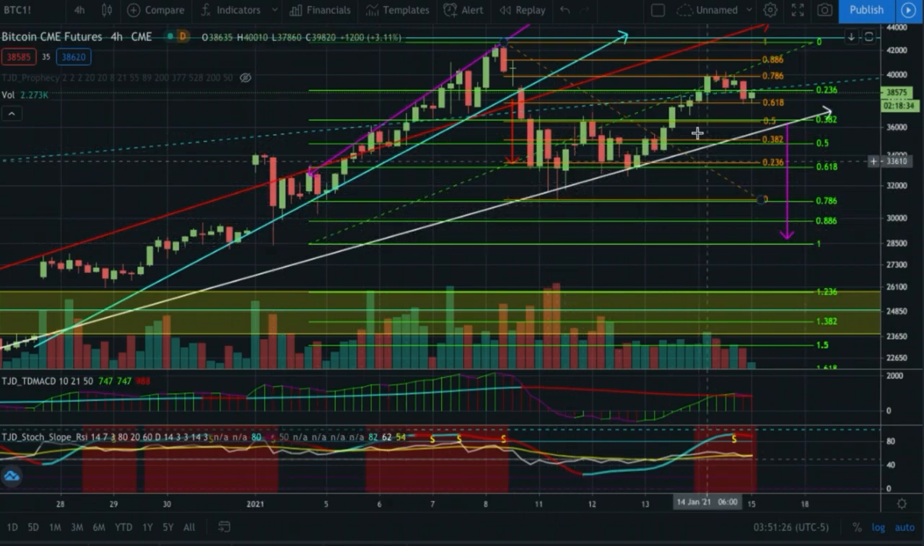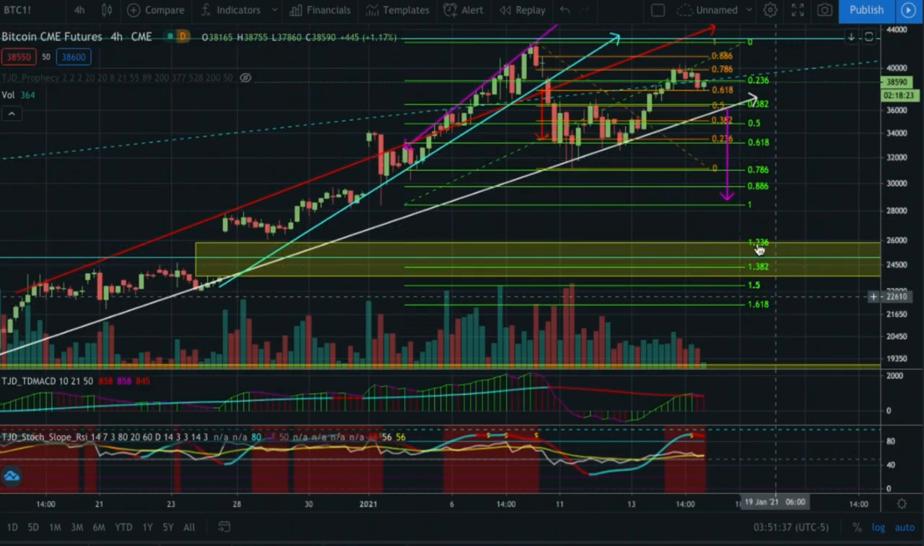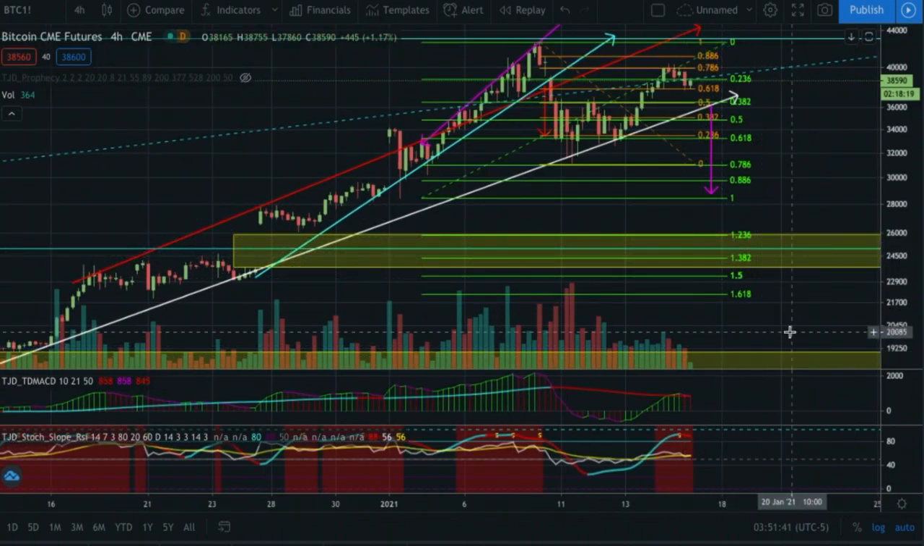Now, could we come back down here, find support, and then get continuation? And that was just an A B retracement, and then a C retracement, and then we continue to the upside? Yep, and I think that's very likely to happen. But I would also pay attention to, could we potentially be coming down here to fill either one or both of these gaps as well.